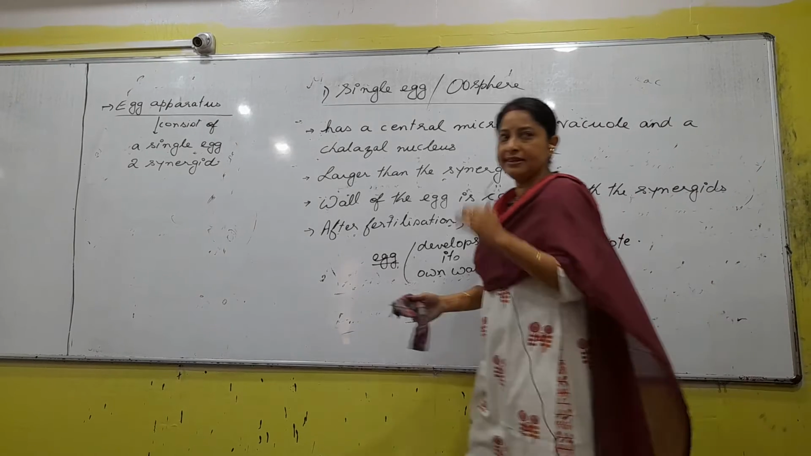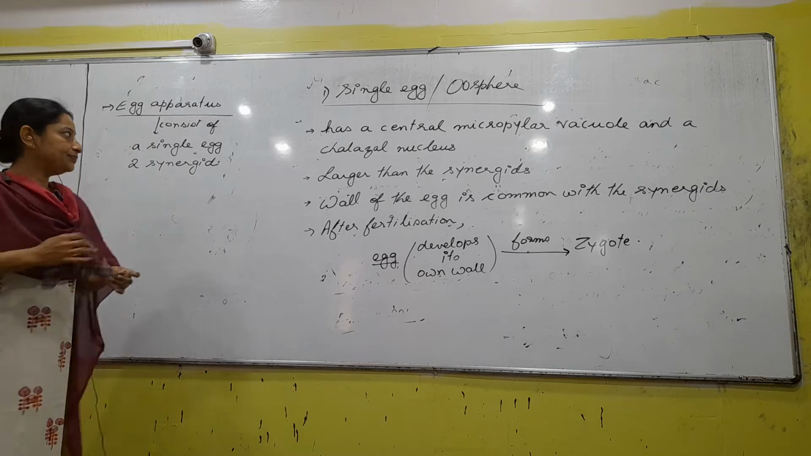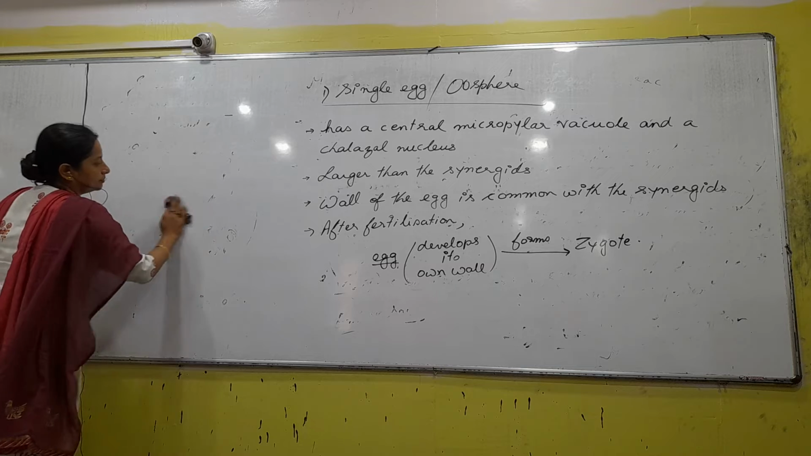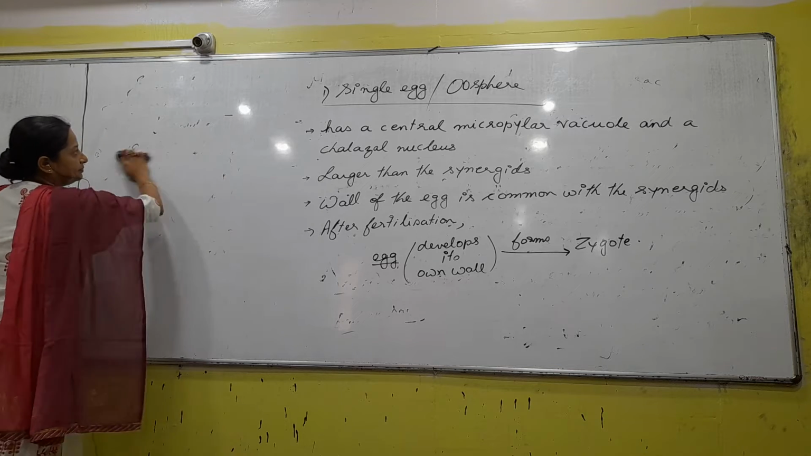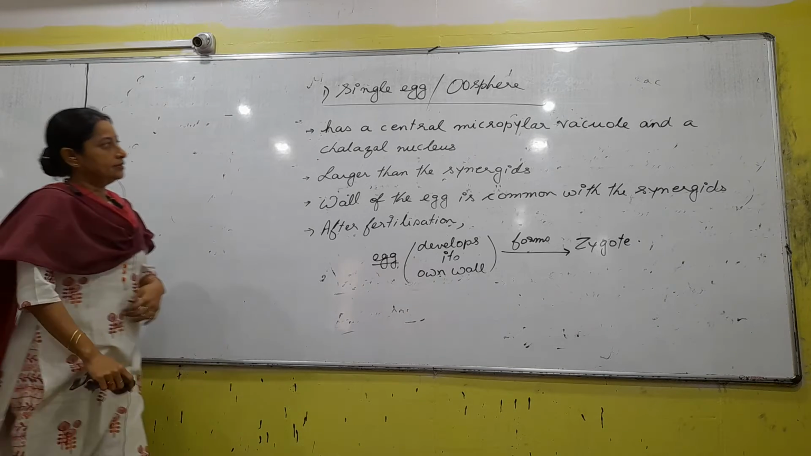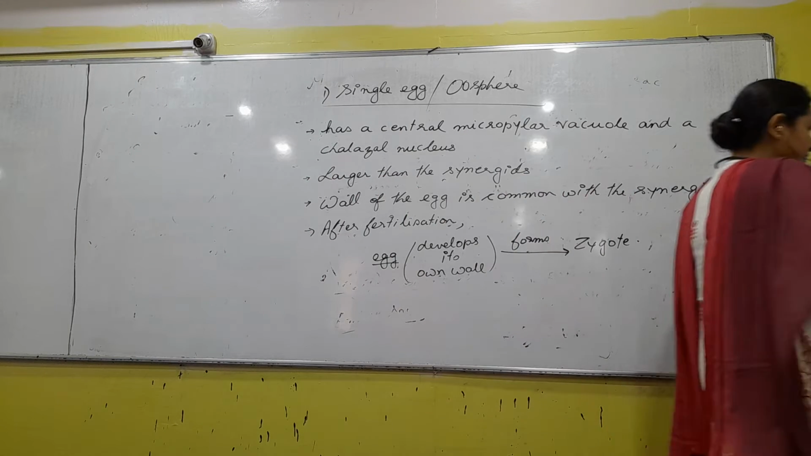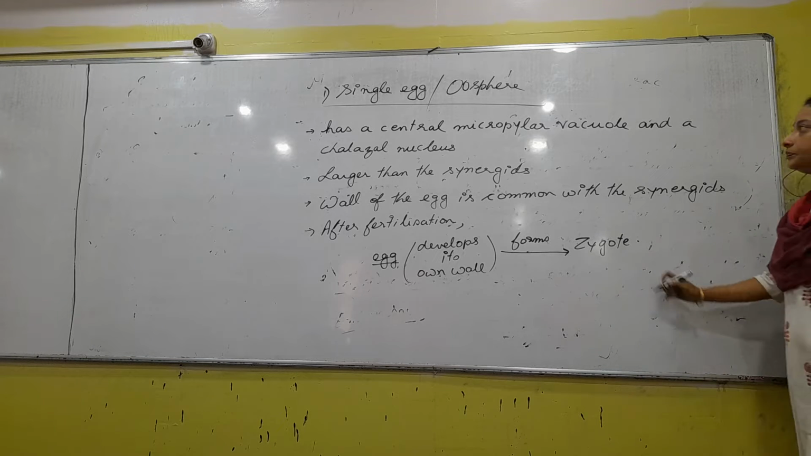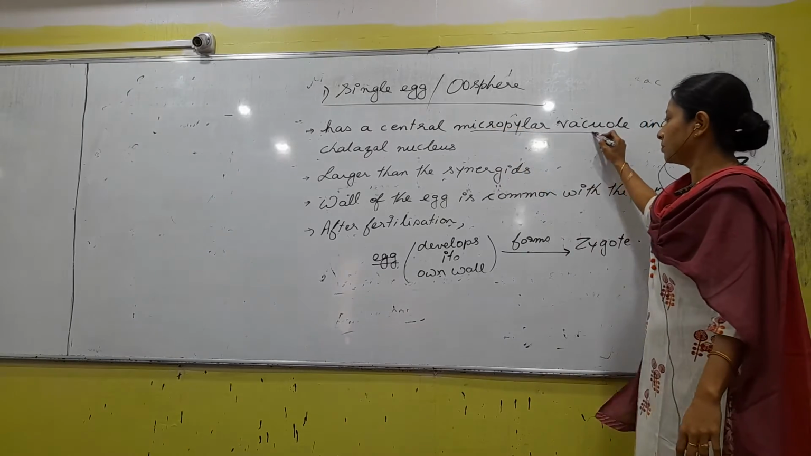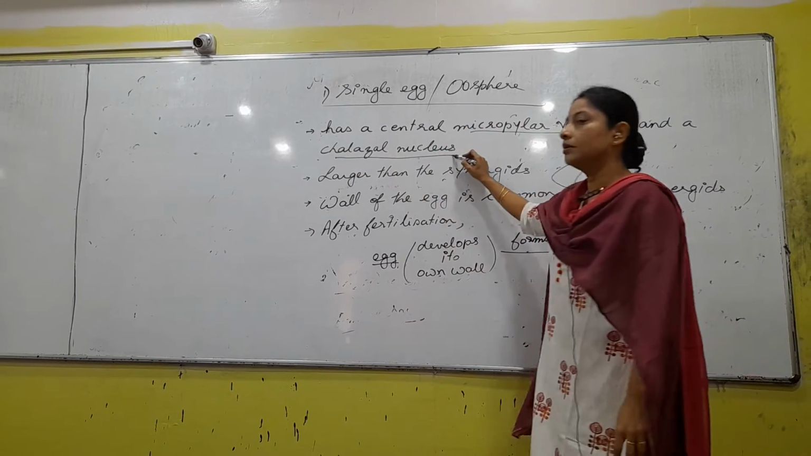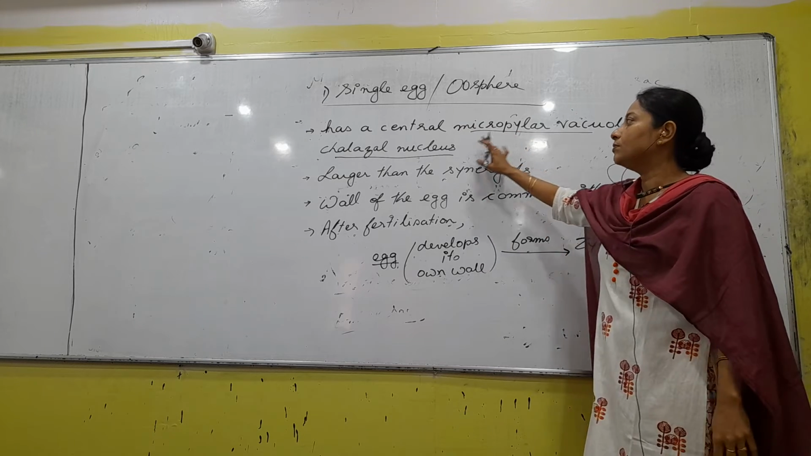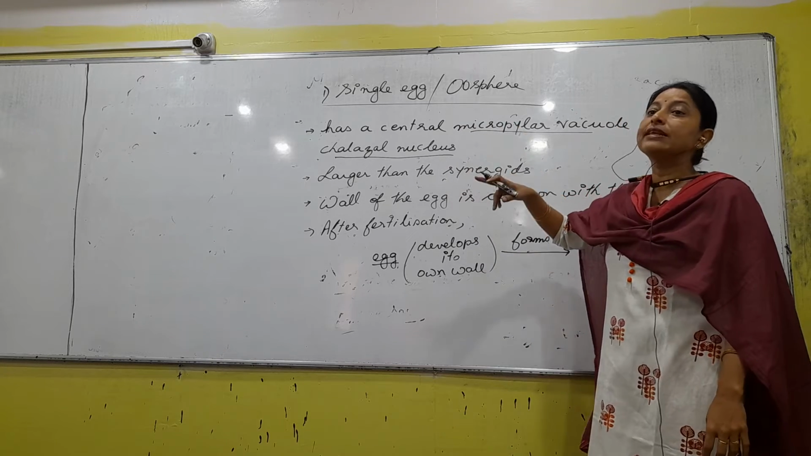I think nothing to explain. Understood? Okay, what point do we have to read here? Because we will be comparing the egg with the synergid. Synergid will be the opposite: it will have a chalazal vacuole and a micropylar nucleus, right?